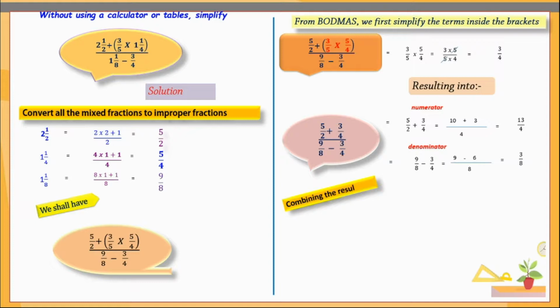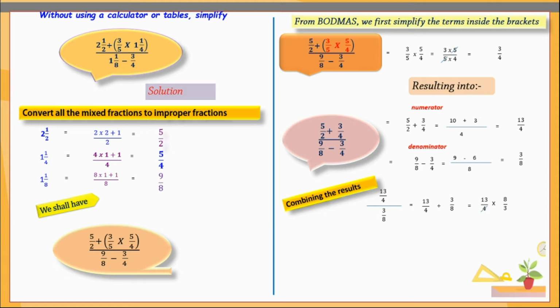So now combining the results from the numerator and the denominator, we shall have 13 out of 4 as the numerator. We are dividing it by 3 out of 8 as the result we obtained from the denominator. So we shall have 13 out of 4 divided by 3 out of 8. You know, when we are dividing fractions, we have to multiply by the reciprocal of the divisor. So we shall have 13 out of 4 times 8 will go up and 3 will come down. So we shall have 8 out of 3.